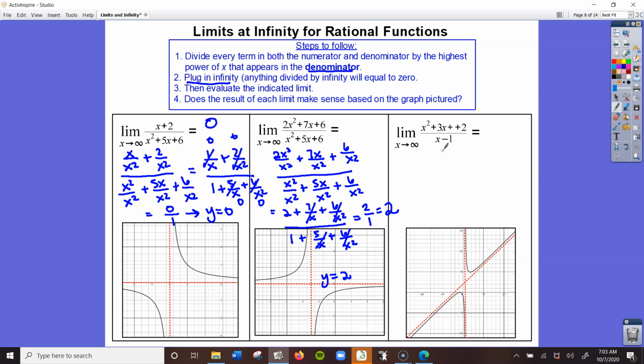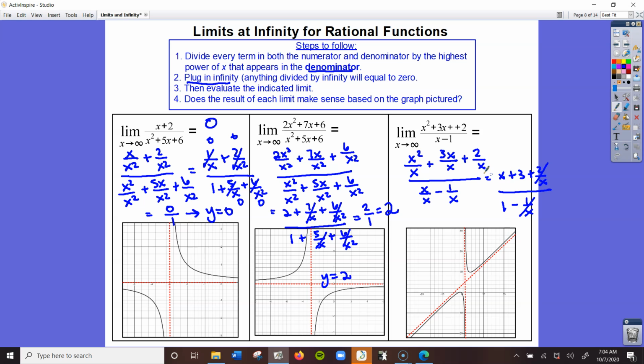Finally, this last one. The highest power in the denominator is x. So I'm going to take everything and divide it by x. So x squared over x plus 3x over x plus 2 over x, all over x minus 1 over x. When I simplify this, I get x plus 3 plus 2 over x, over 1 minus 1 over x. These here are just 0.